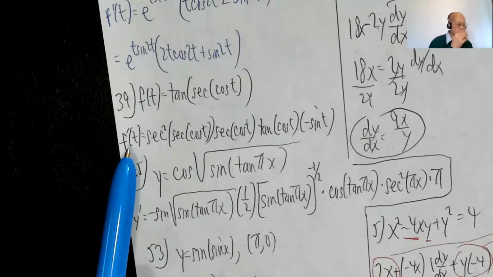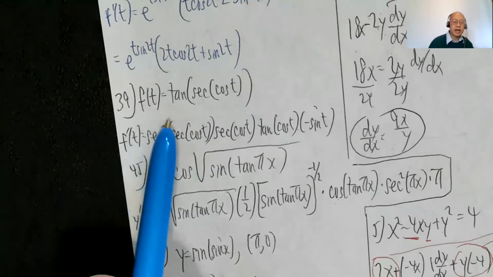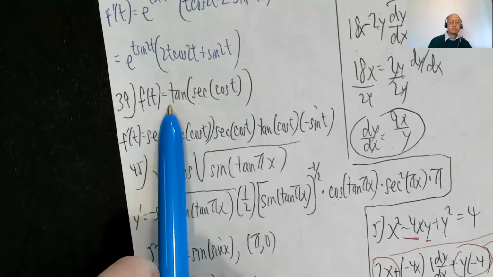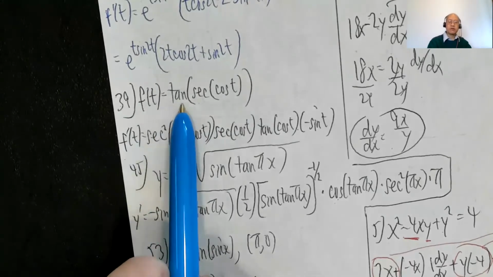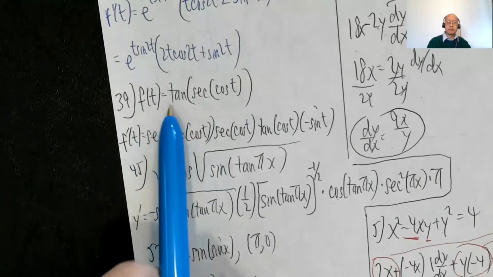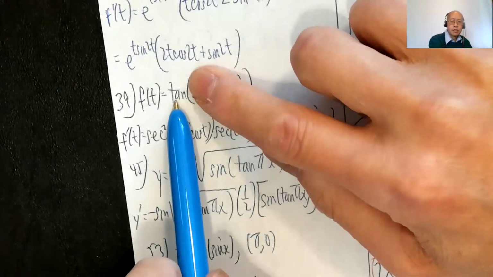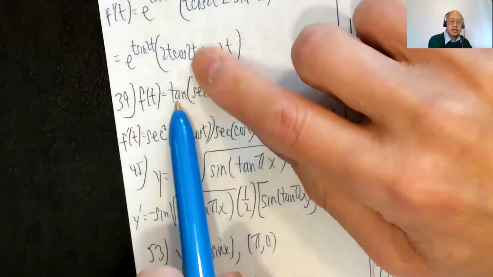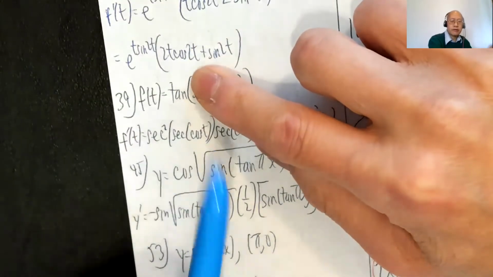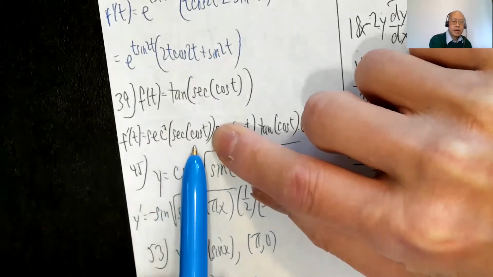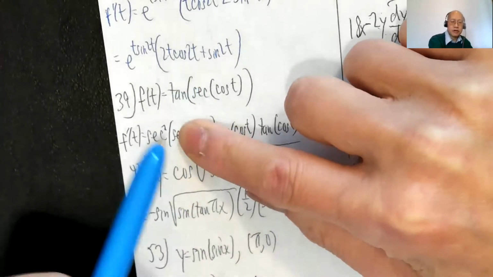Now we have some real tricky ones here. f(t) is tangent of secant of cosine t. So I have 3 levels here. So you chain one after the other. So with the chain rule, you just do one after the other. The outside function is tangent, so the derivative of tangent is secant squared. I'm going to write down secant squared of everything behind my finger, secant cosine t. And now it's times the derivative of the inside function.